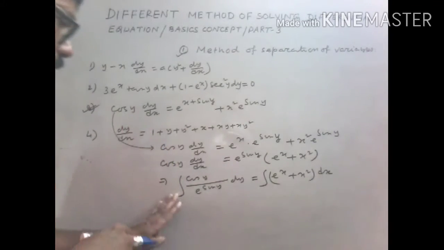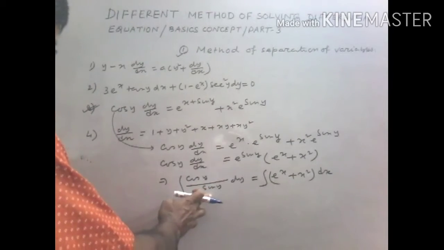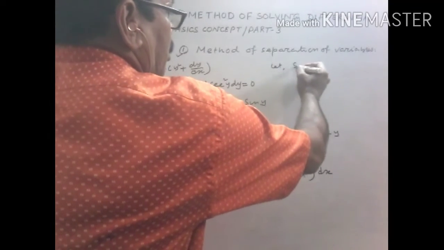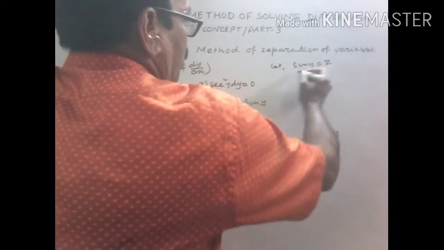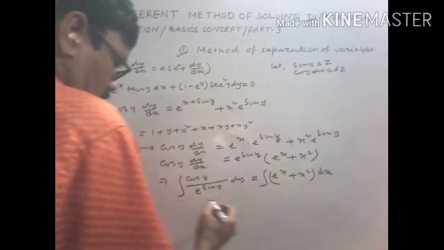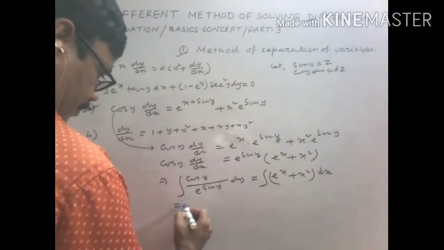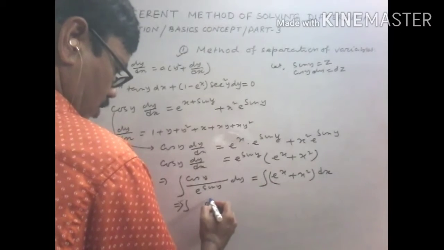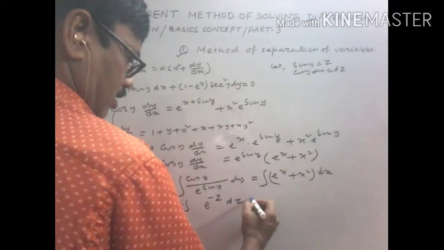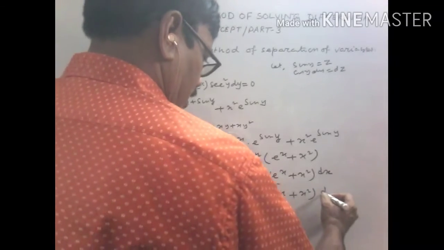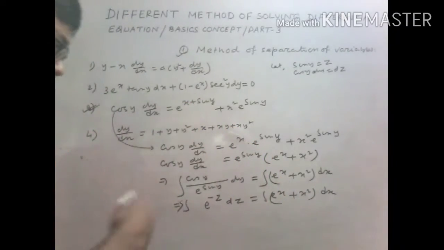Now you have to integrate this one. The derivative of sin y is cos y. So let sin y equal z. So cos y dy equals dz. So cos y dy is dz, and e to the power minus z dz equals e to the power x plus x square into dx.